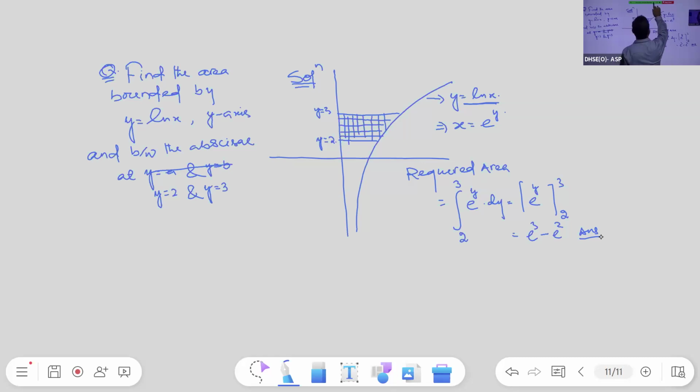The first part is over. Second part, area included between two curves.